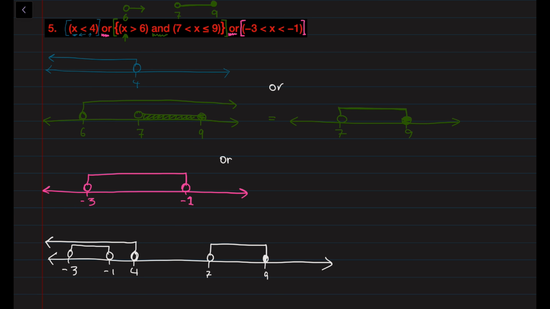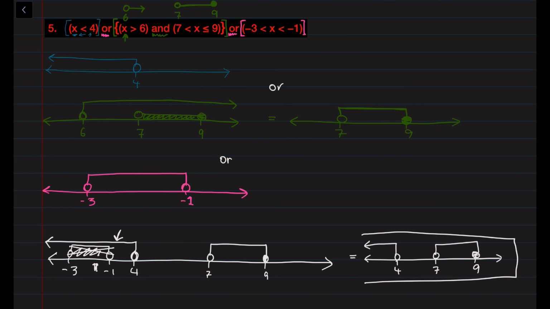As you can see, this interval over here is already within this larger interval. So instead of writing this one at all because it's already included, we can just ignore this and instead just say that we're looking for numbers that are less than 4, because those numbers already include -3 and -1. So overall, we would have numbers that are less than 4 and numbers that are from 7 to 9, like this. And this would be our final answer.